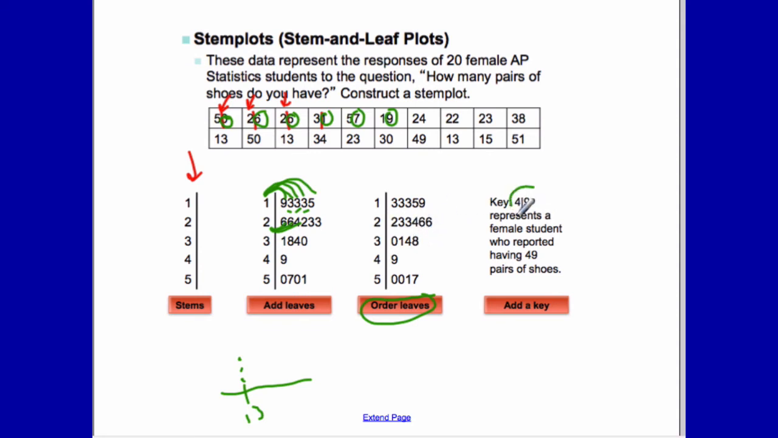Finally, don't forget a key. I don't know if this 1 bar 3 is 13 or is it 1.3. You need to make sure you let them know. Now what happens if you have multiple numbers like 210, 211, 212? Well, that's fine, but then your stem are the numbers on the left-hand side, and these numbers 0, 1, 2 become your leaves.